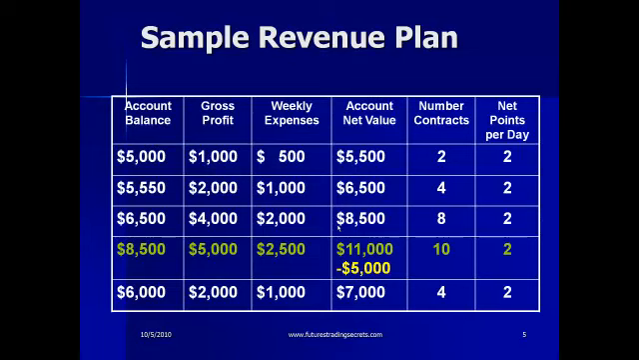This is a good sample revenue plan. Okay, you start out with a $5,000 account balance over here. You're shooting for $1,000 profit per week, and that means if you take 2 contracts and make 2 net points a day for 5 days in a row, you make $1,000. Okay, and then you will have $500 to take out for expenses. Very important, because when you take money out, it feels like a real business. If you don't take money out of your account, it does not feel like a real business.